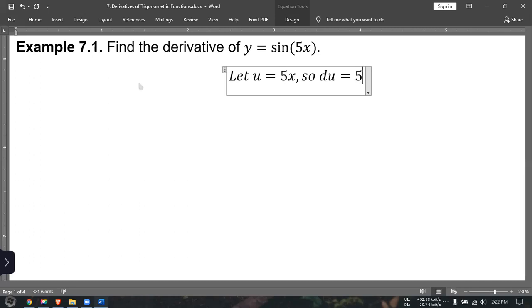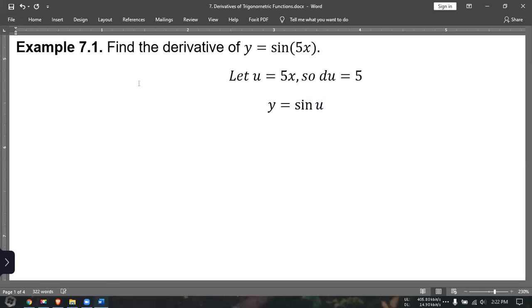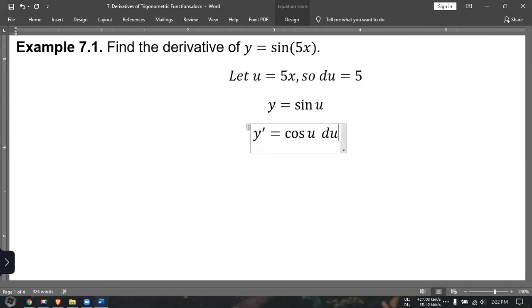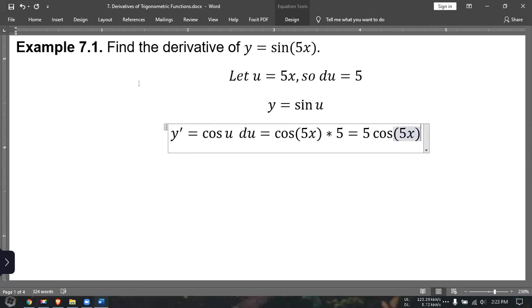Derivative of 5x is 5. And using these values, we have now y is equal to sine u. Sine u. And derivative of sine u, y prime, is equal to cosine u du, right? Which is also equivalent to cosine of our u, which is 5x. And our du, we have to multiply that. 5 here is a constant multiple. We cannot multiply this to the given angle again. That is not 5x times 5. This is cosine 5x times 5, equivalent to 5 cosine 5x. Here is the derivative of sine 5x.